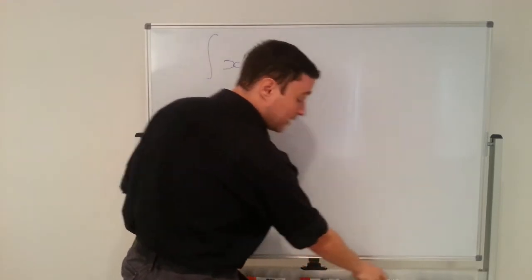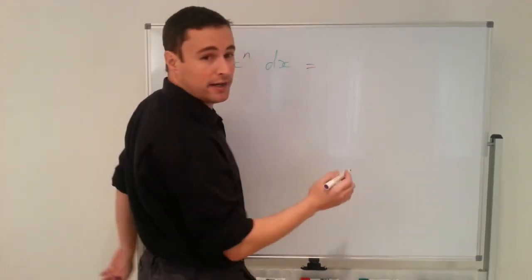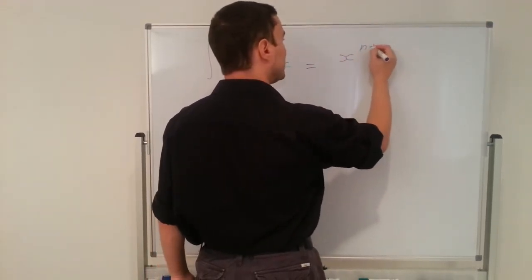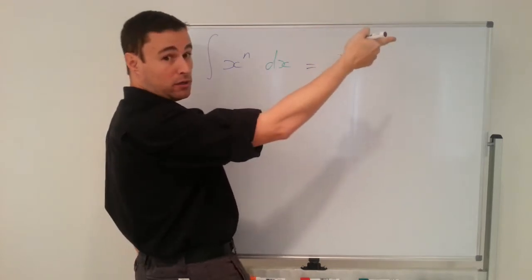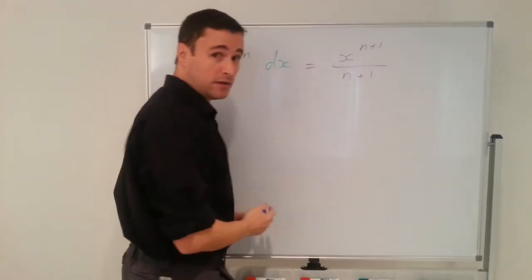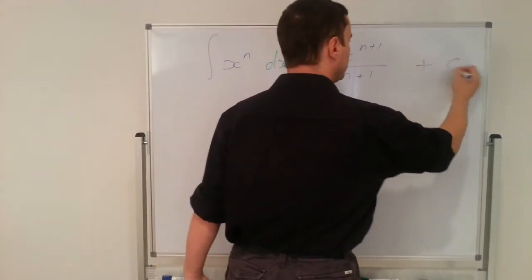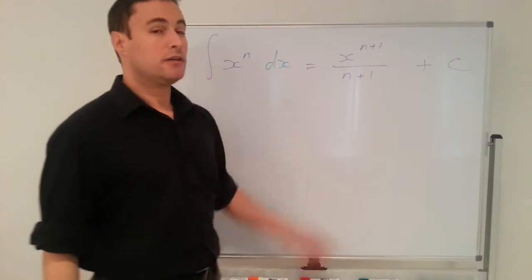Now, this results in a formula that looks like this, alright? I've got x to the n plus 1, I add 1 onto the power, alright? Whatever the power is, I put 1 onto that, divided by that power, alright? Plus some arbitrary constant of integration. Okay, so x to the n plus 1 divided by n plus 1.